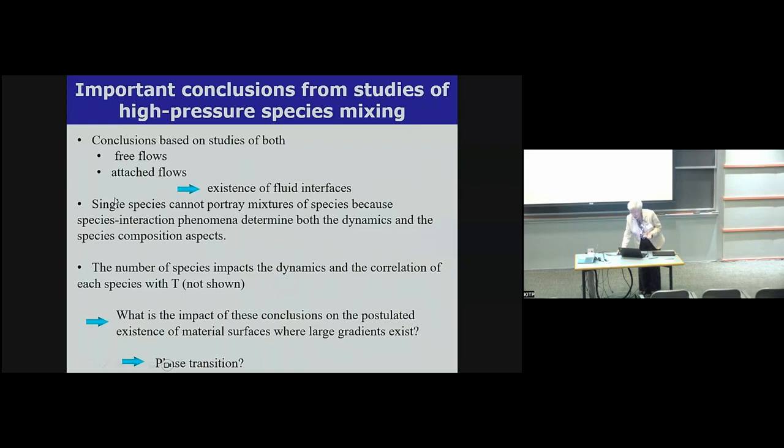So the question is, what is the impact of these conclusions on the postulated existence of material surfaces where larger gradients exist? Is there phase transition? We know that in order to get any kind of interface, whether it's a material interface or just any kind of interface, the first thing you need is a gradient, right? That's it, okay? But there is a more stringent situation for having material interfaces, and it's been postulated.